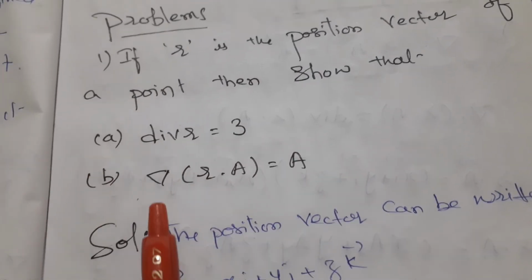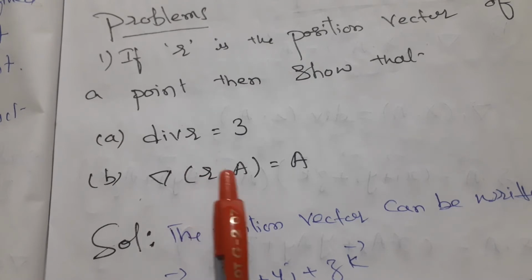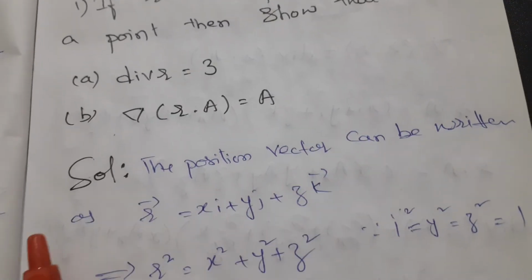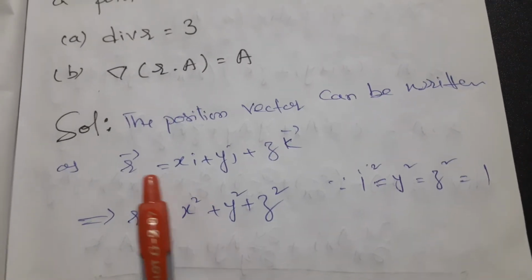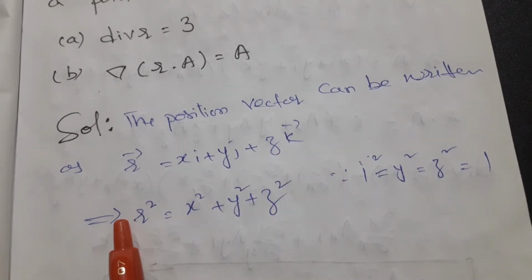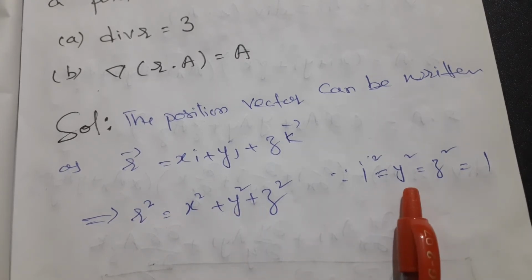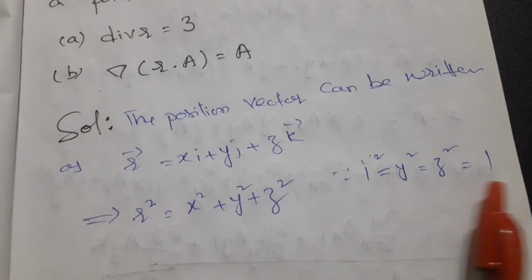And the second one is del dot (r times a) is equal to a. So we know that the position vector we can write as xi plus yj plus zk, and r square can be written as x square plus y square plus z square. So we know that i square, j square and k square is equal to 1.